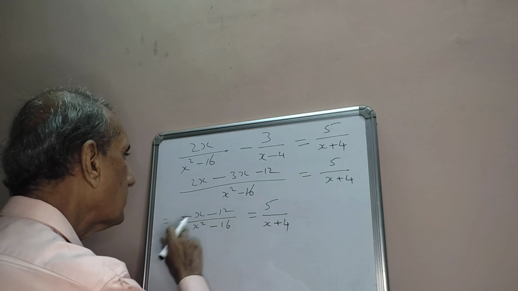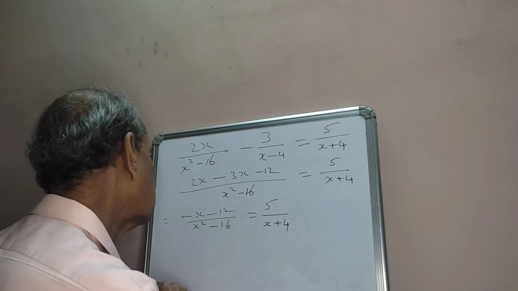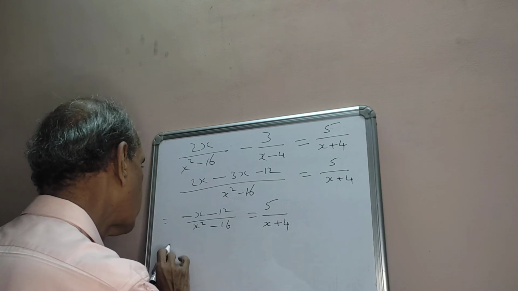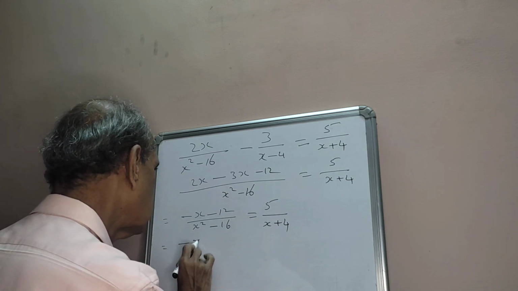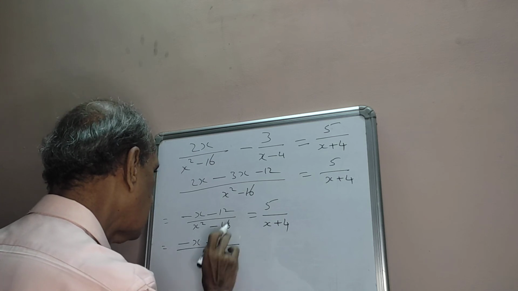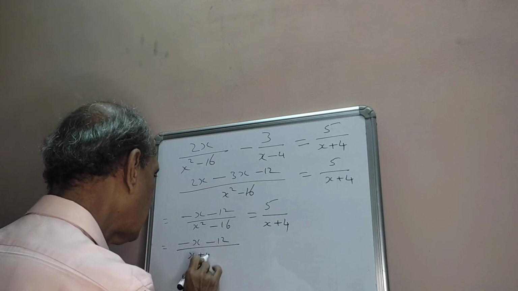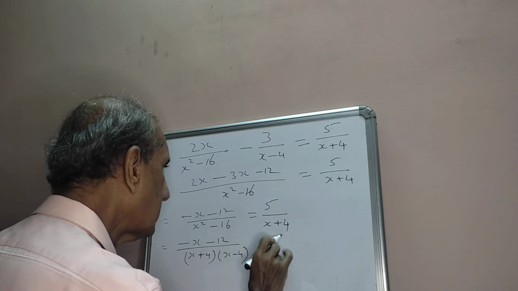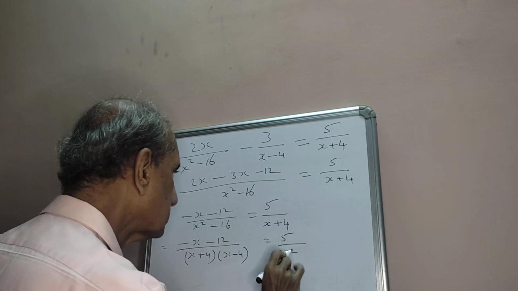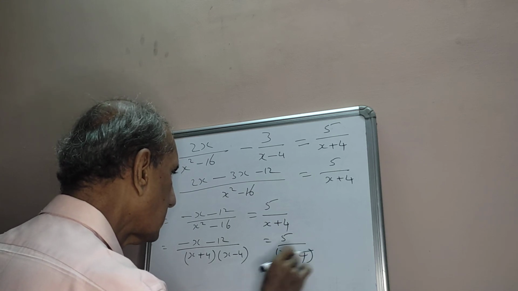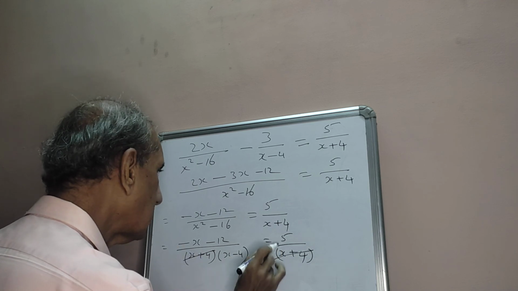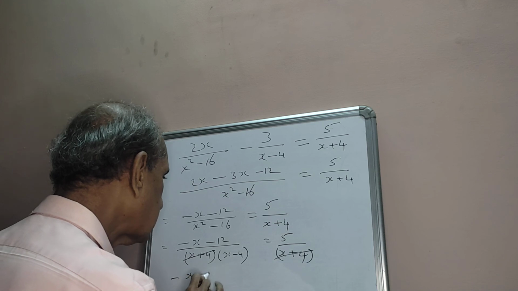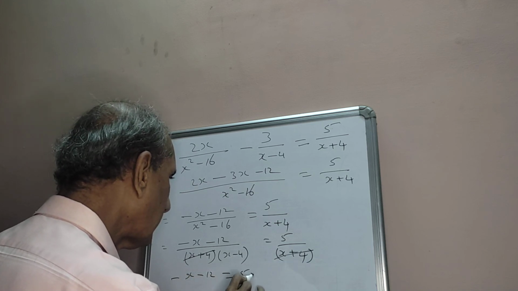Okay, now cross multiply. Well, I'll factorize this. I'll write this as (x + 4)(x - 4). So this and this goes away. Now cross multiply. So what do I get? I get minus x minus 12 is equal to 5x minus 20.